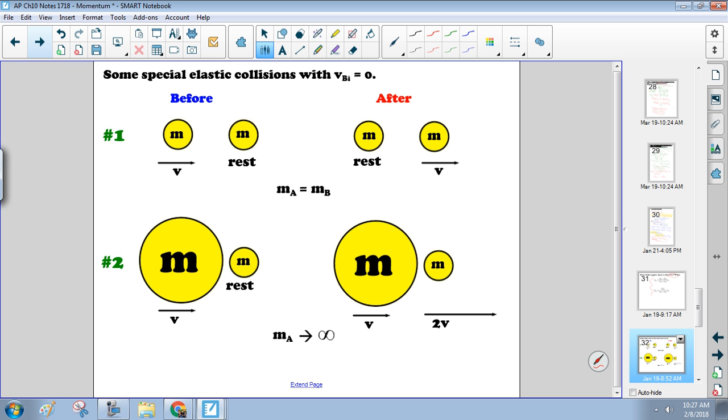Okay, all right, so before we get to a problem, let me show you a couple special elastic collisions where your initial velocity of one of your objects is 0. So, number 1 is this.